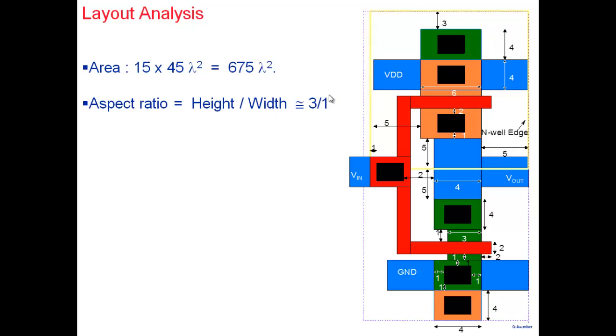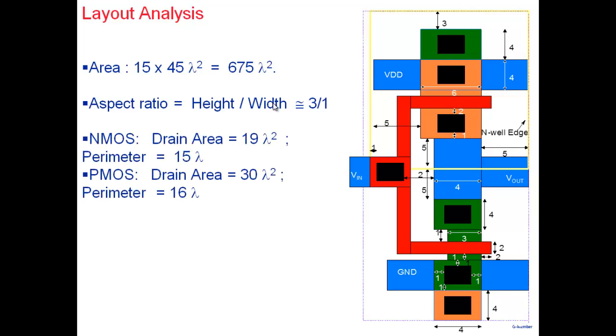Now that's not the only way. You can make aspect ratio maybe 2 by 1 by adjusting things. You may even make it 1 by 1. There may be a requirement. So the drain area, now you can calculate how much is the drain area. You can see that this whole region is the drain area. Drain area you can calculate is 19 lambda square. The perimeter of the drain, all this drain is here, perimeter of the drain you can calculate is 15 lambda. For the NMOS and PMOS and all that you can calculate.